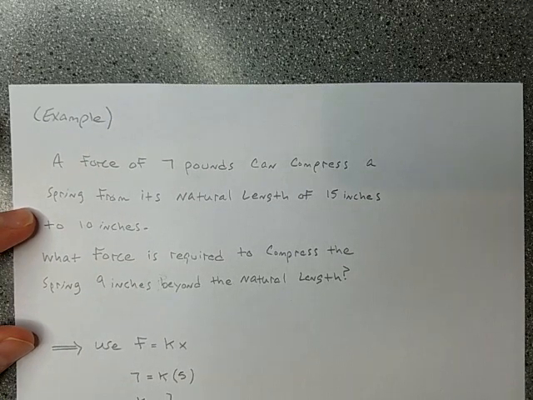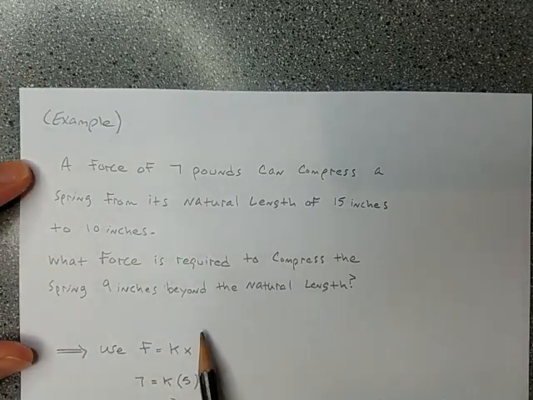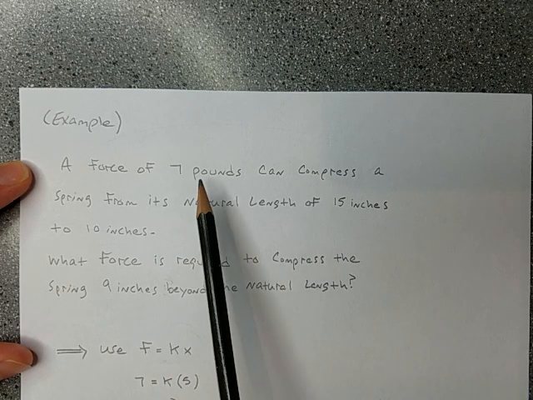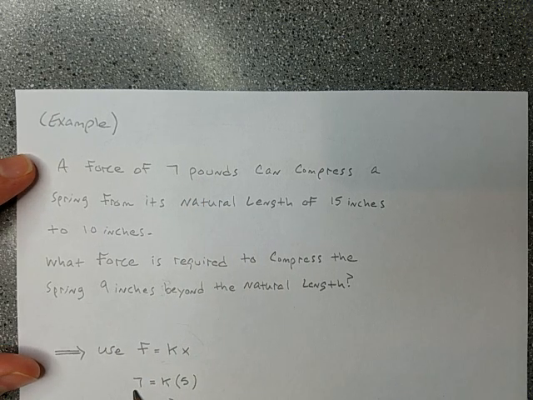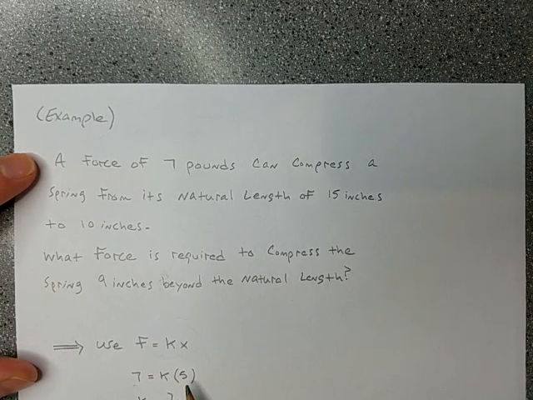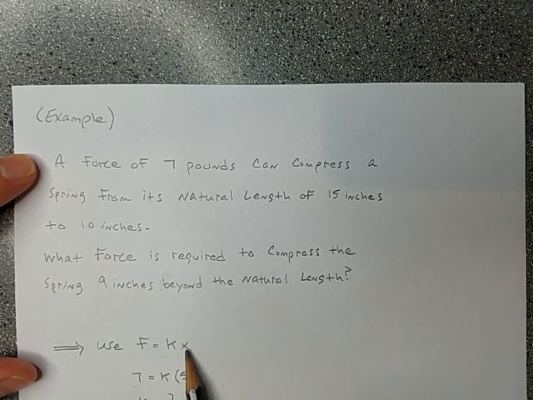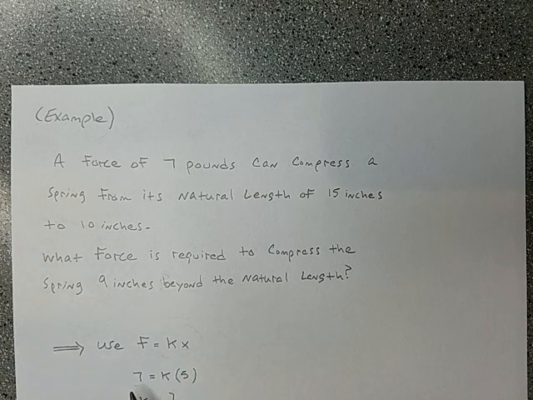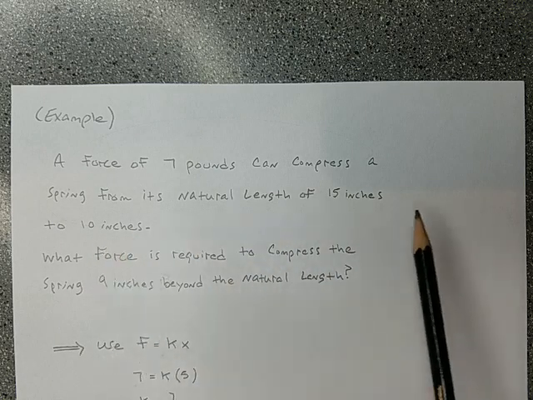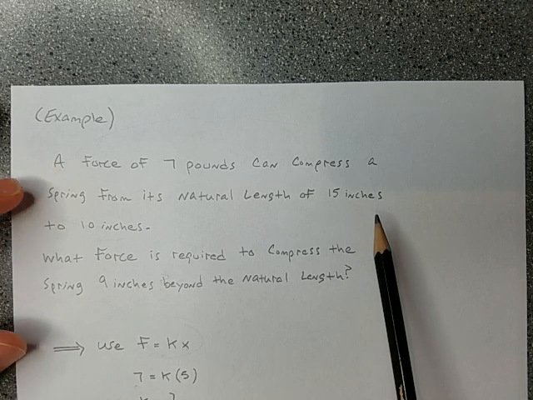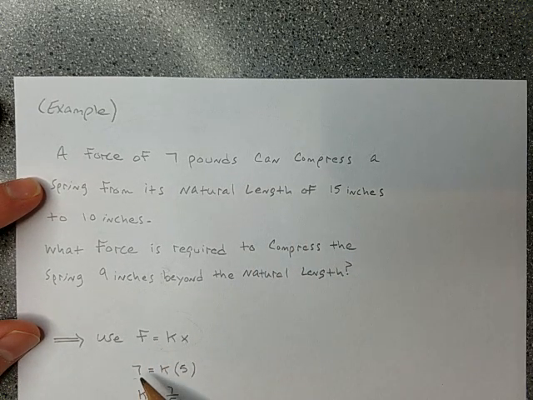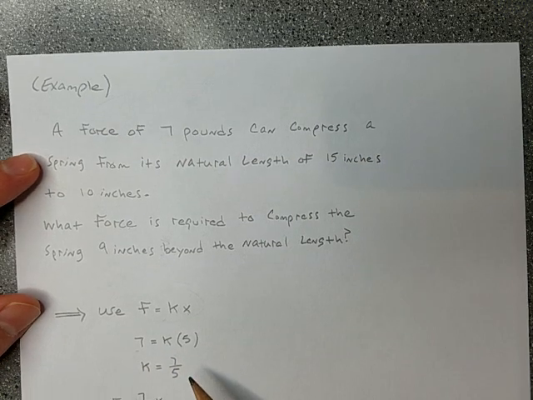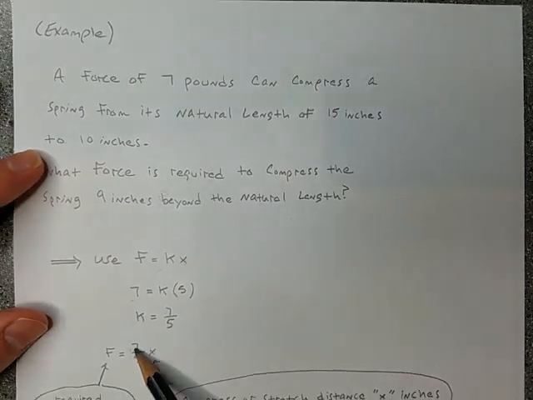Okay, so here's how we'll go about answering it. We've got our working equation. My first data point, the force of 7 pounds will hold it compressed. Why did I put 5 right there? Why didn't I put 10? What's x supposed to be? X is the distance beyond the natural length that sustained force can hold it stretched or compressed. That's 5. If it's 15 and I compress it down to 10, I compressed it 5 inches beyond its natural length. So there's my working equation, my first data point with my force and my x, and so k is equal to 7/5.